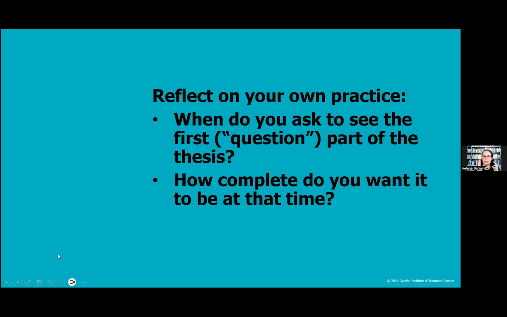Let's go to your own practice. So when do you ask to see this first part? I mean, by the time you've got the introduction, the literature review, and a research question, you've dealt with section A, which a lot of you have identified as a really important challenge for you. When do you ask to see it? And how complete do you want it to be at that time? Sean said he really prefers to get short bits, because at that point, if they're losing the track, you can actually get them back onto the road. But other people prefer to have an idea of the overall thinking of the student. What are your preferences in terms of your own practice that you ask of students in terms of that initial part?